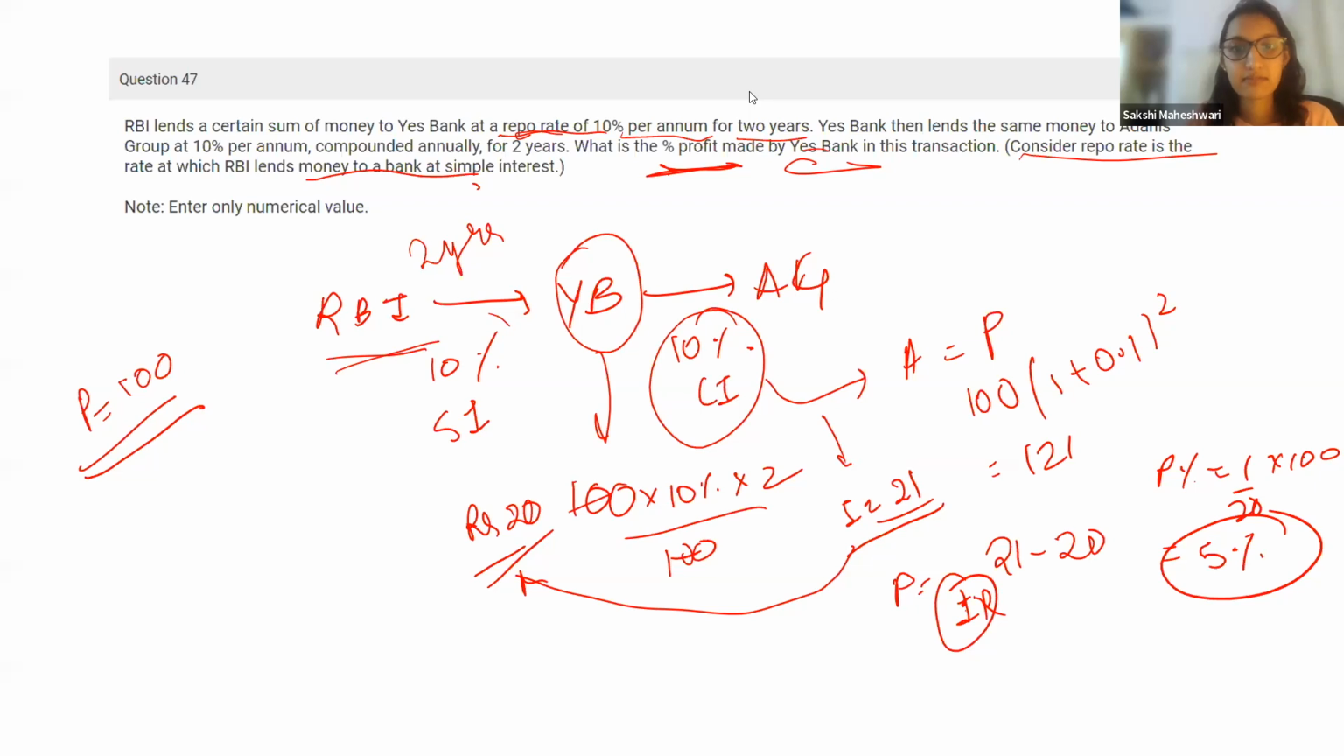Yes, let's move ahead then. This is a simple question. You should have completed this in the first go, even if you are targeting, I don't know, 90 percentile or 95 percentile. This is a very simple question. You just have to subtract the simple interest from the compound interest.